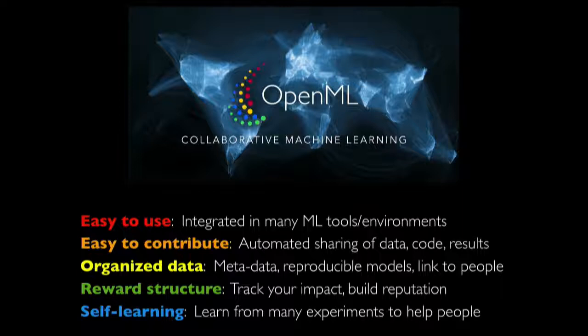And finally, OpenML is self-learning, so over time it learns from all these experiments to help you build new experiments, to build better models, right? So we will show some examples at the end where OpenML can help you decide which algorithms to choose, which parameters you choose, which ranges of parameters are likely to work well, based on all the information OpenML is learning from.